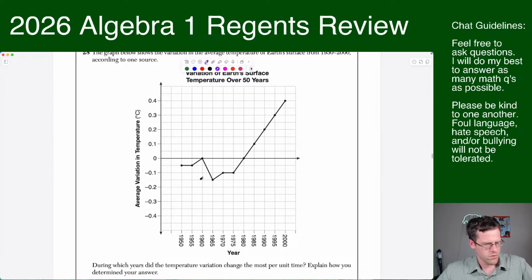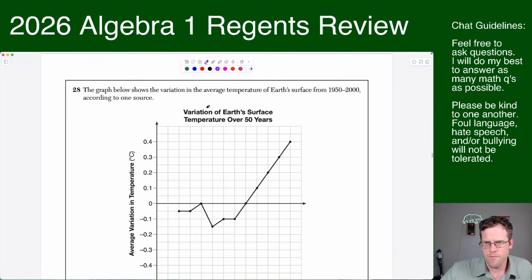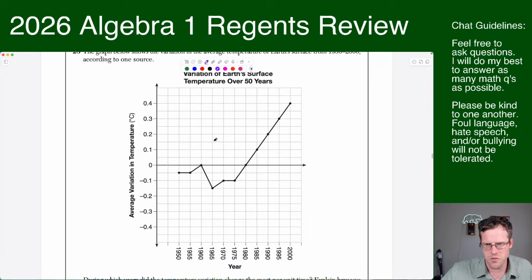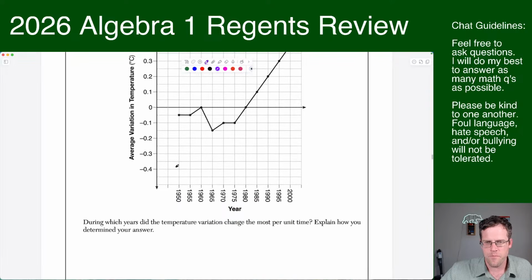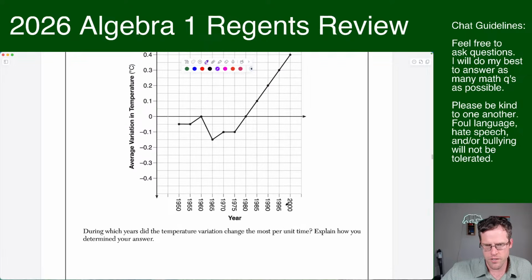Okay. So this one here was a little tricky. The graph below shows the variation in the average temperature of Earth's surface from 1950 to 2000, according to one source. I like that. According to one source. Who's the source? All right. Determine during which years did the temperature variation change the most per unit of time? Explain how you determine your answer.